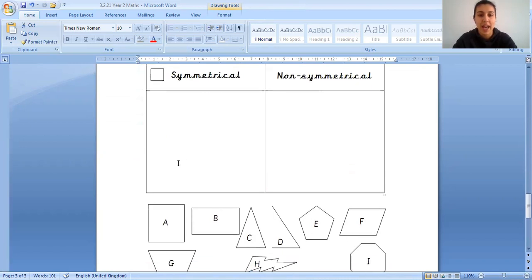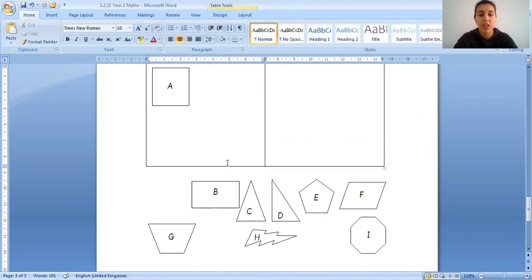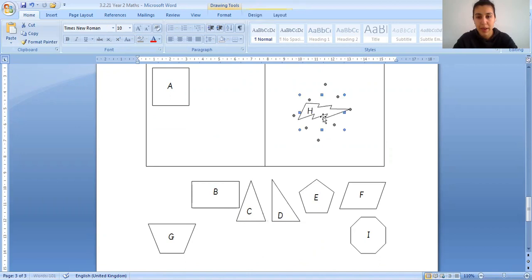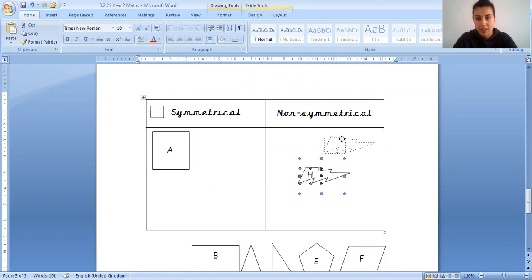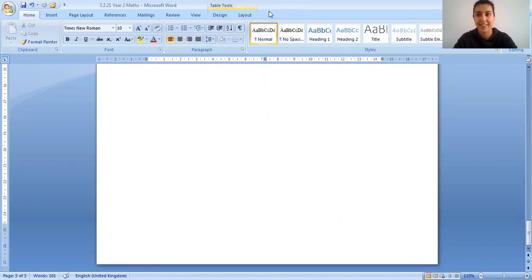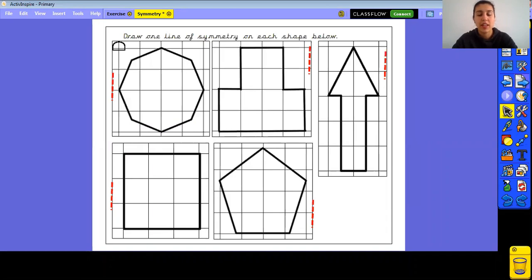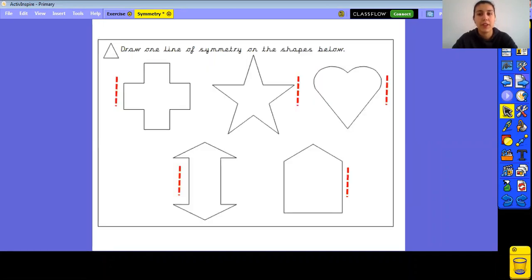And the square sheet has got some draggable shapes on it. So square, we know that the square has got 4 lines of symmetry, so I know that it is a symmetrical shape, so I drag the square into the symmetrical section. I remember the lightning bolt had no lines of symmetry, so I drag that into this non-symmetrical part of my table. And that is it. Of course, if you want to just go through the flip chart and pause the video for each one, then you're welcome to do that. It will just be a lot more difficult for you.